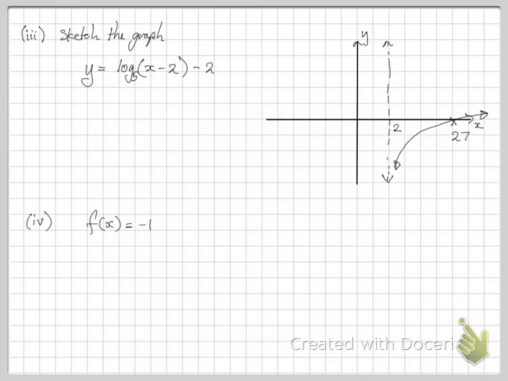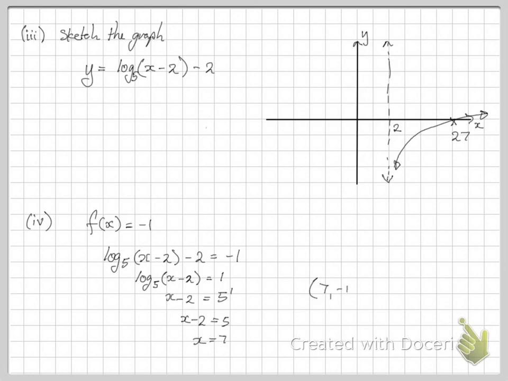Alright, part 4, I'm going to find out where the y value is minus 1, so we've got to solve log to base 5 of (x minus 2) equals minus 1. So that gives us a log to base 5 of x minus 2 is going to be equal to 1. So that's x minus 2 is going to be equal to 5 to the power 1. So that's going to give us x minus 2 equals 5, or x equals 7. So we've got it passing through that point (7, minus 1). And I guess, you know, somewhere there.